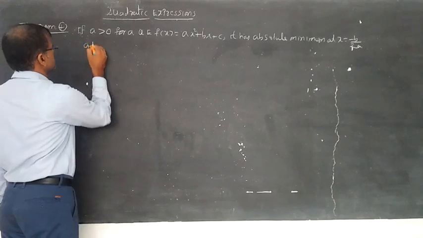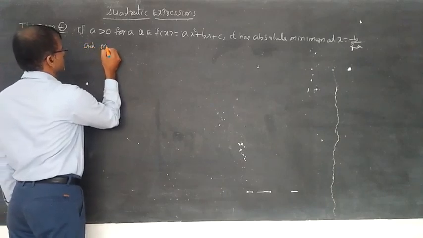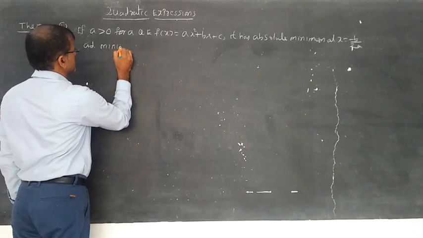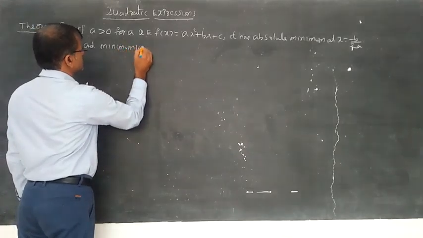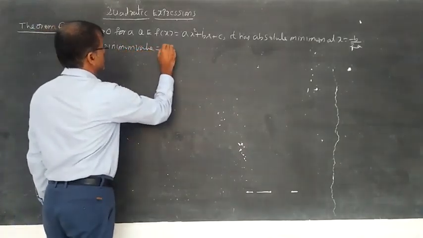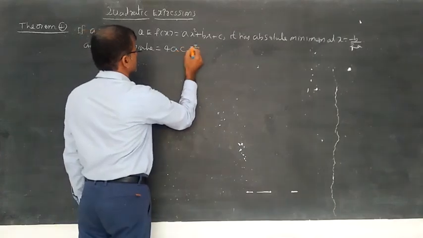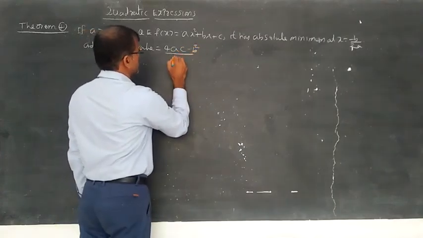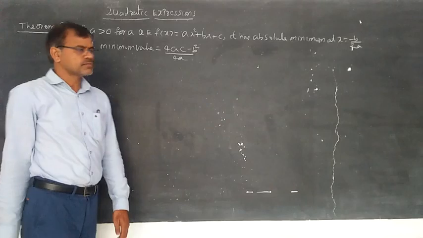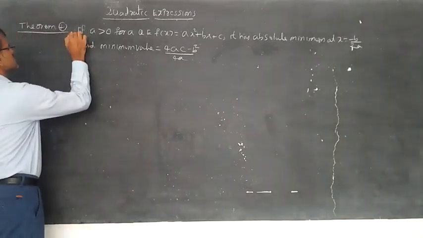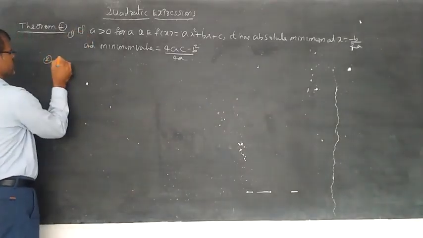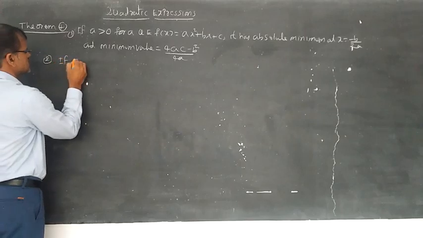and the minimum value, or absolute minimum value, is equal to 4ac minus b square by 4a. This is the first case. In the theorem, this is the second case.